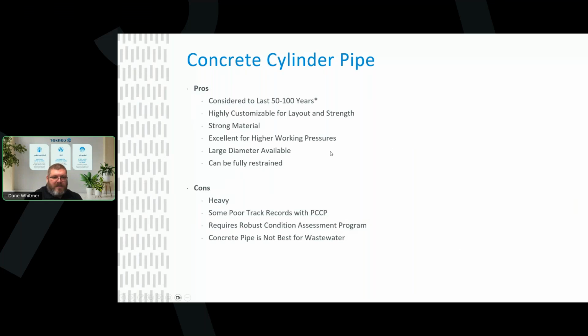Again, it's supposed to be considered to last 50 to 100 years. It's a very strong type of pipe that can be used in these large diameters and can be fully restrained. Some of the cons are that it's heavy, and because of those past failures it has a lot of poor track records, but it's still used today. And don't use concrete pipe in wastewater.